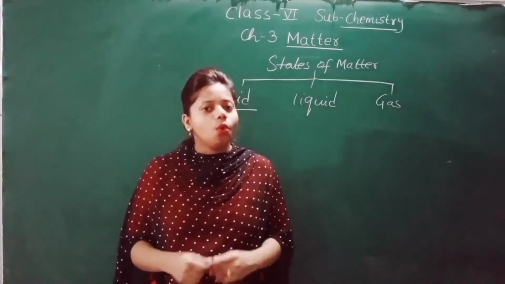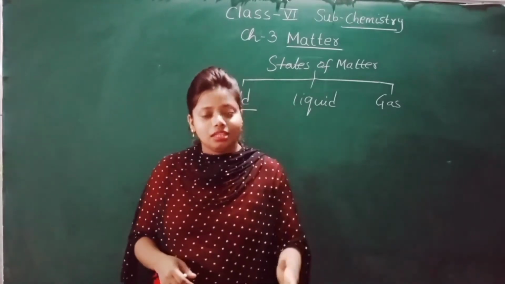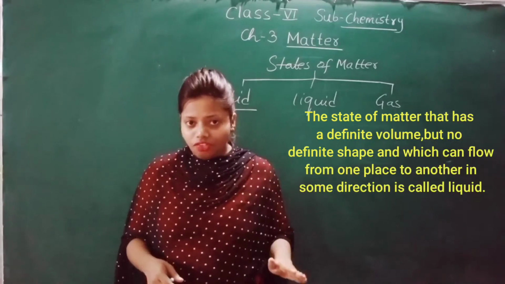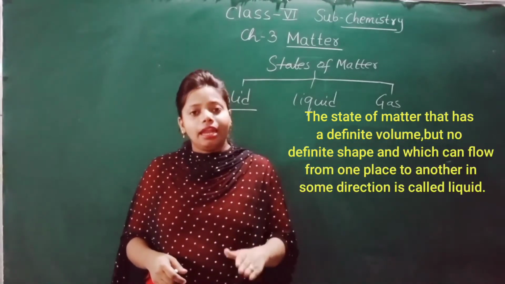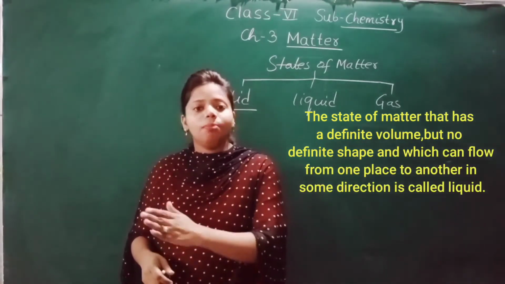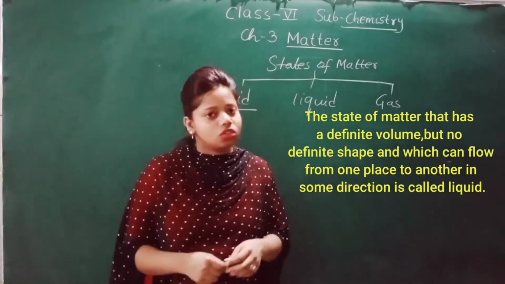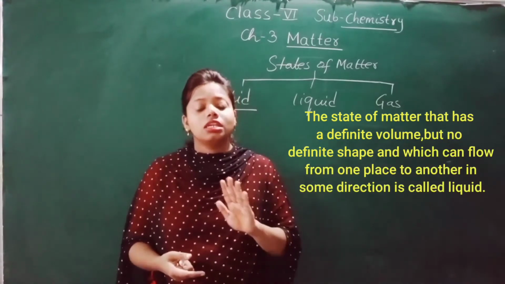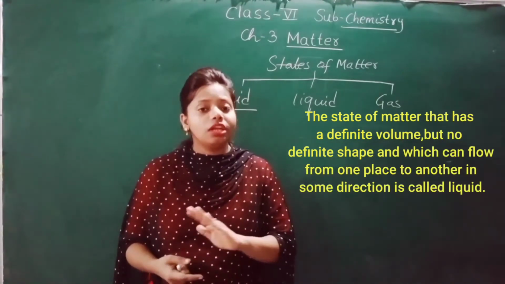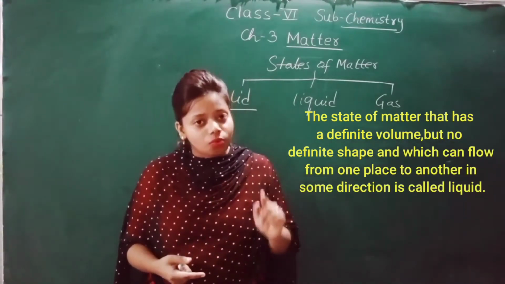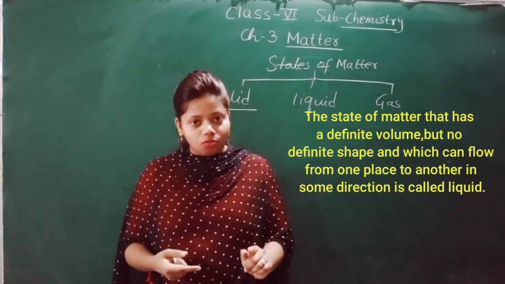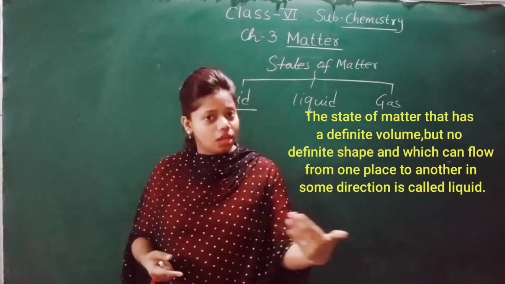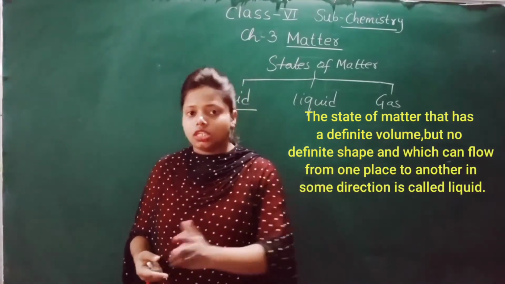Now what is liquid? The state of matter which has a definite volume but no definite shape, and which can flow from one place to another in some direction, is called liquid. So liquid does not have a definite shape, but it has a definite volume. That is why, as liquid does not have a definite shape, it takes the shape of the container in which it is poured.